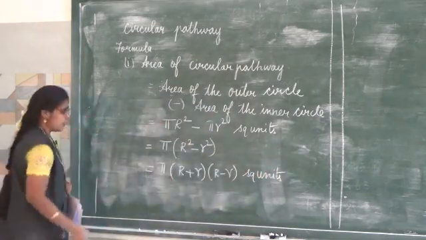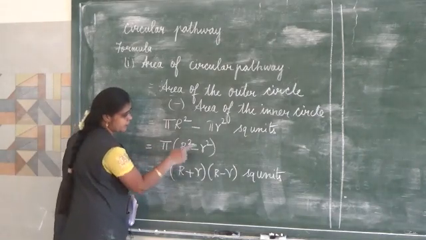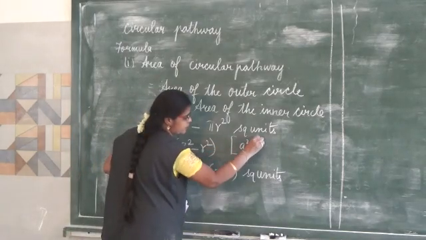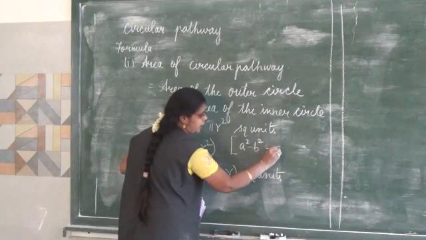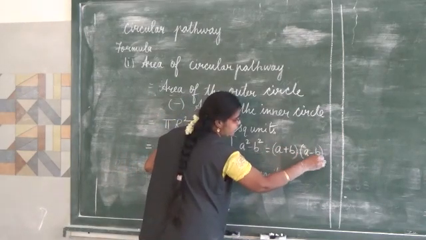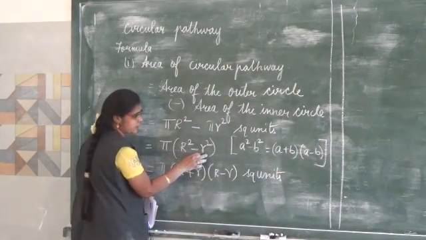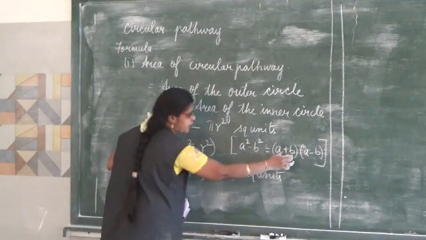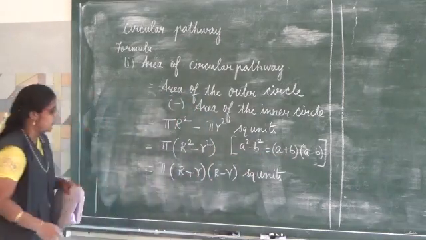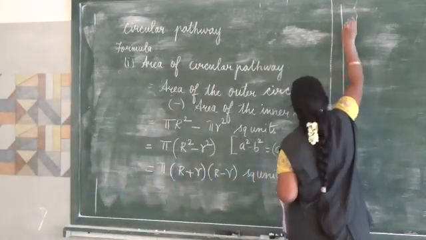In algebra, you have learned before that a square minus b square is nothing but a plus b into a minus b. So this thing I have written here. In the place of R square minus r square, we can write a plus b: R plus r into R minus r.